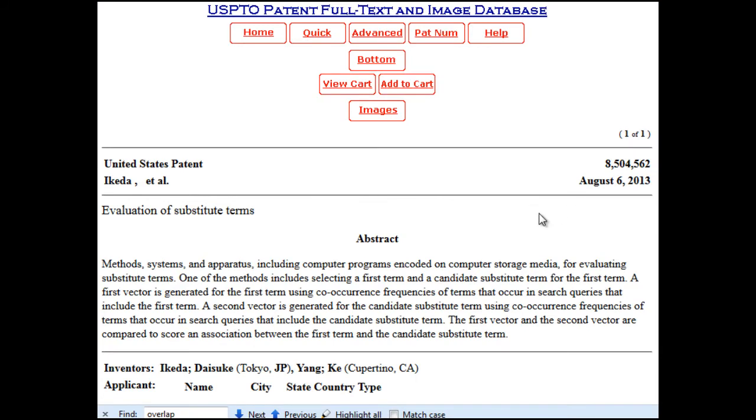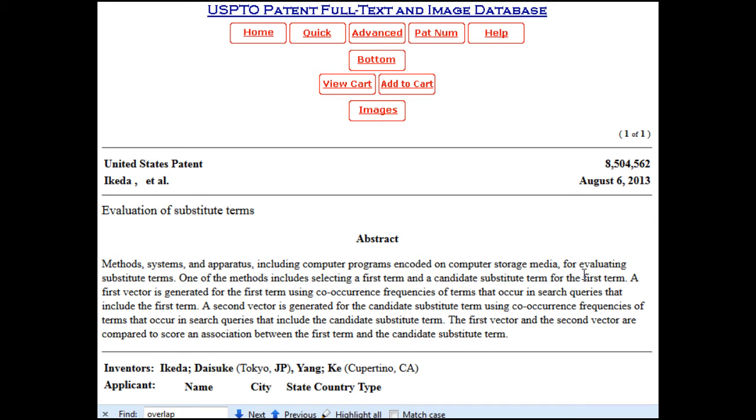Here it is, and we'll just go through it briefly because it doesn't really talk about rankings per se, except that it's talking about the evaluation of substitute terms. So what they're saying here, we'll just try it. I hate the language in these patents, but we'll try to get through it, all right? They're talking about a way that computer programs can evaluate substitution terms or substitute terms. One of the methods includes selecting a first term, like a parent term, and a candidate substitute term, like keyword A, for the first term.